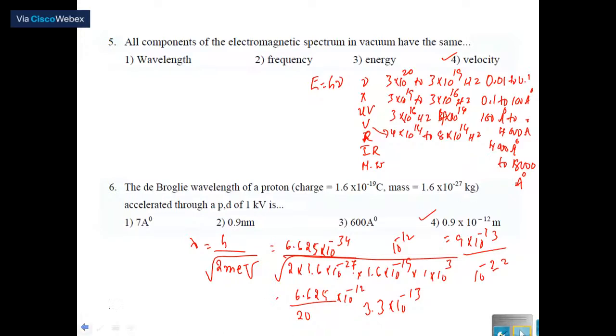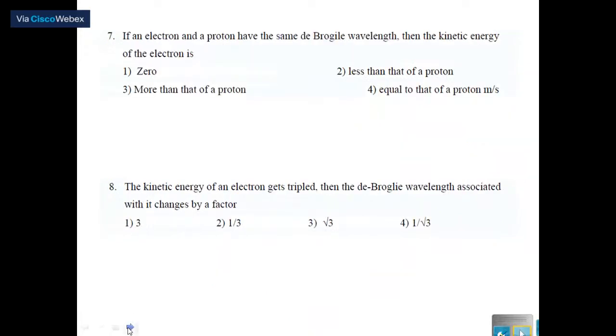Well, the next one. If an electron and a proton have the same de Broglie wavelength, then the kinetic energy of the electron is what? Now, the electron and proton have the same de Broglie wavelength.